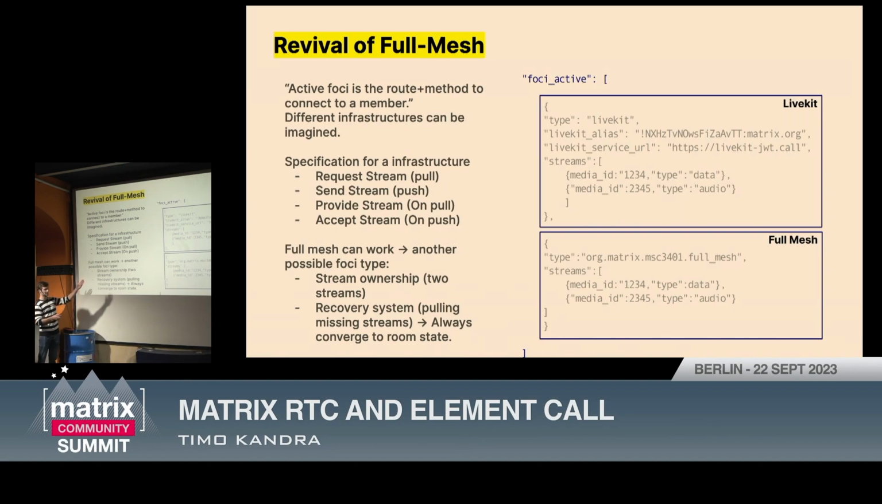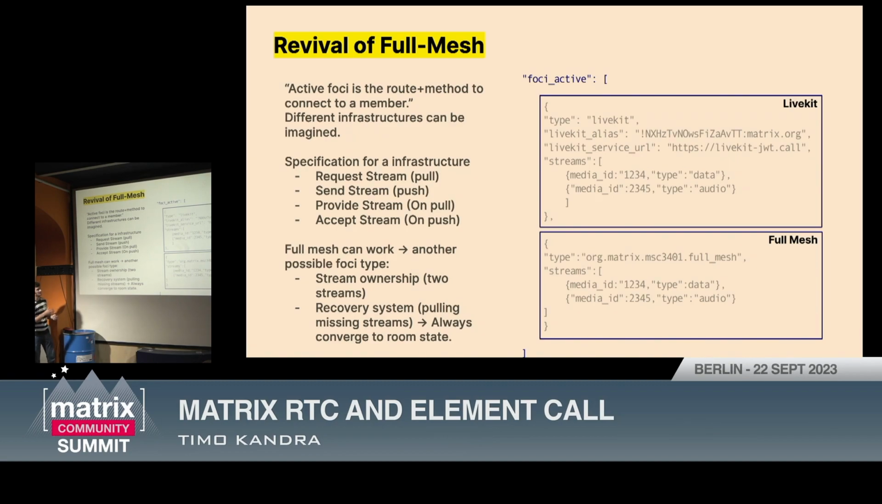Of course, LiveKit is our prime example at the moment, but full mesh could be revived as another infrastructure for Matrix RTC. Here I have a list of the requirements an infrastructure has to provide: a procedure to request a stream from any of the members with the information in this field. Then it has to be possible to push a stream with the information of the active Foki to a specific member. And then the counterparts, reacting to those pull and push requests.